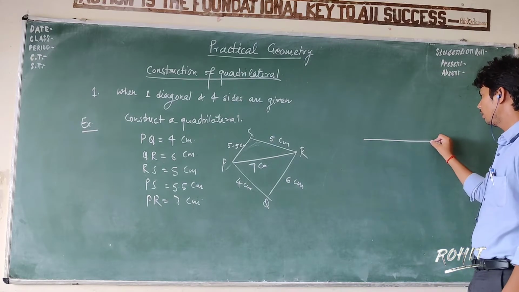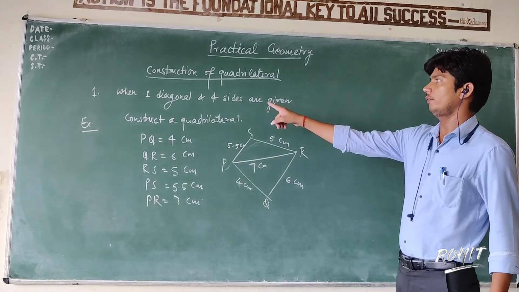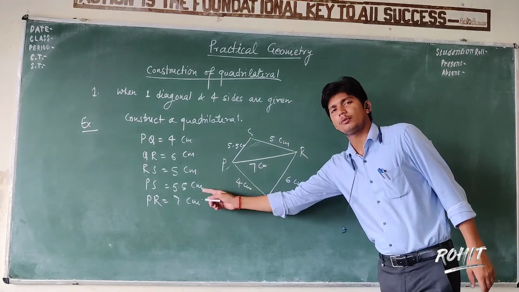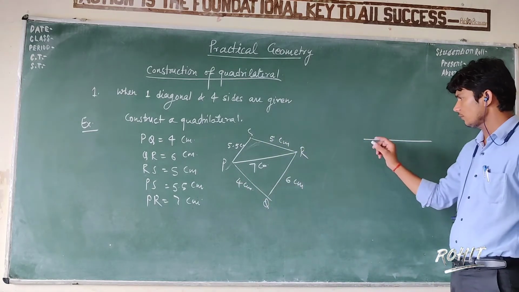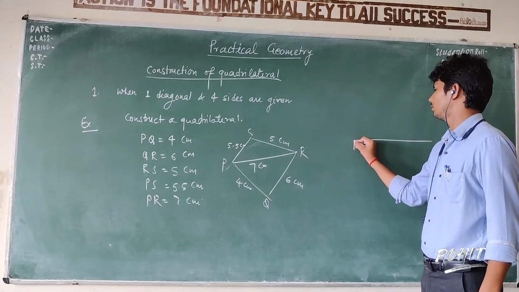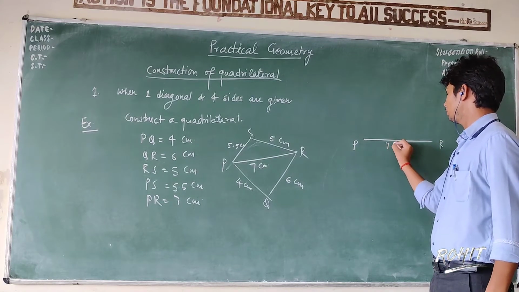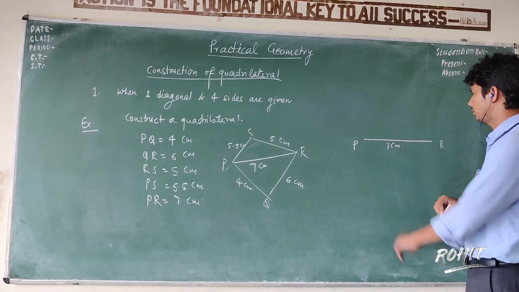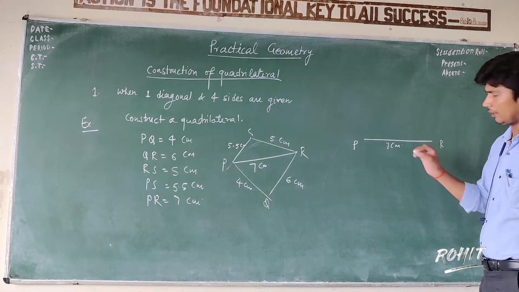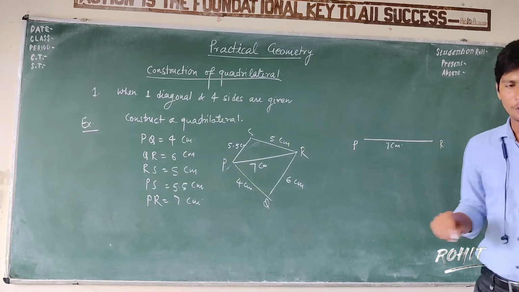First draw the quadrilateral. The condition is when one diagonal and 4 sides are given. So first we will draw a rough sketch using this information, and then कैसे ड्रा करेंगे? First draw PR. Draw a line PR. This is of length 7 cm. Construction लिखना है तो how to write the construction? Step by step. First we will draw PR. That is this.